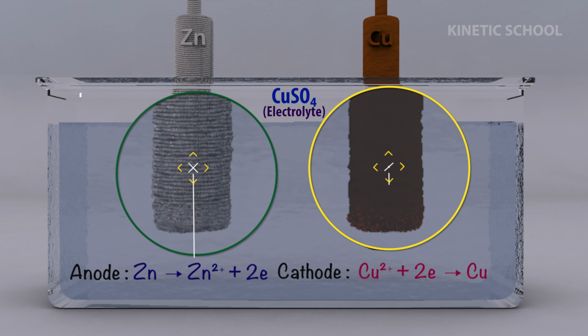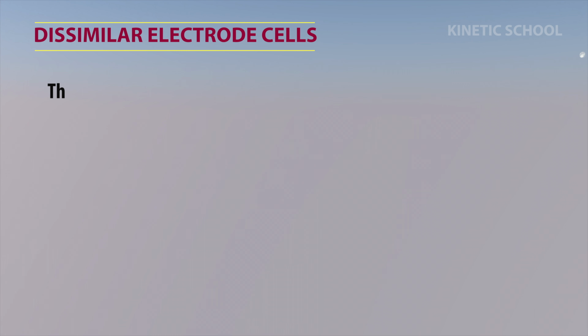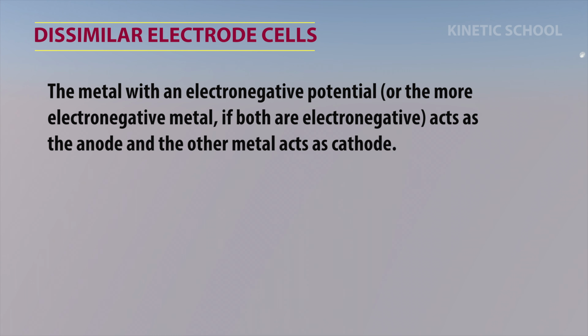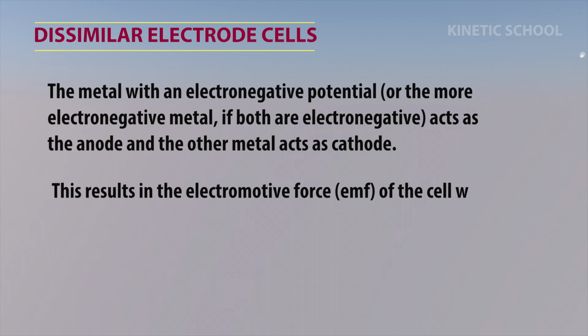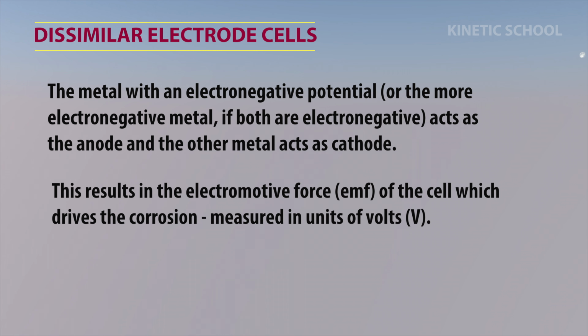The voltage or potential difference in an electrochemical cell causes electrons to flow from the higher electrode potential to the electrode of lower potential. The metal with an electronegative potential acts as the anode, and the other metal acts as cathode. This results in the electromotive force of the cell, which drives the corrosion, that is measured in units of volts.